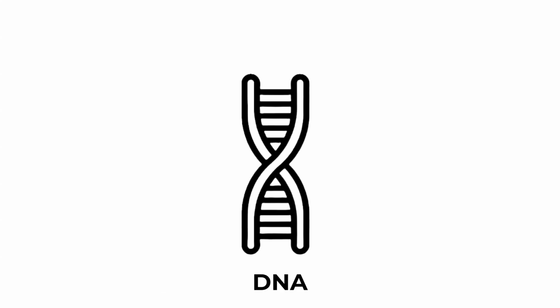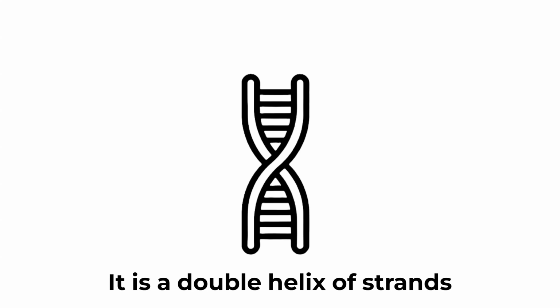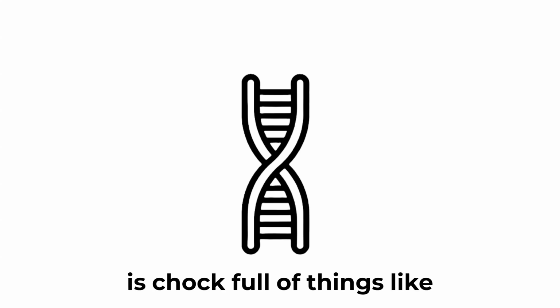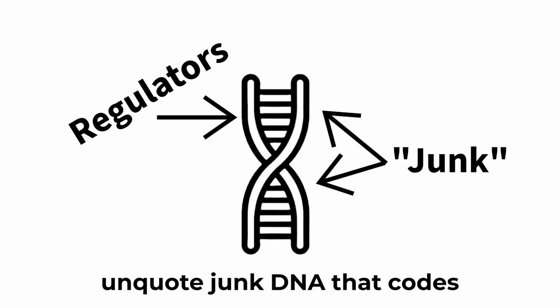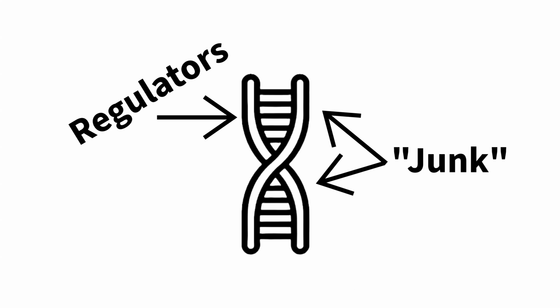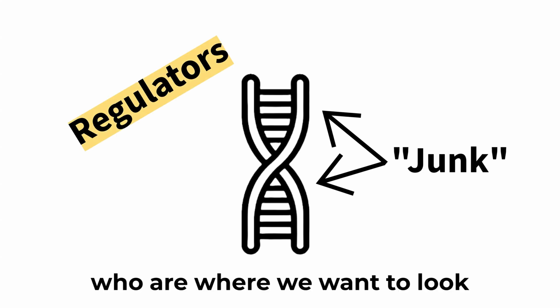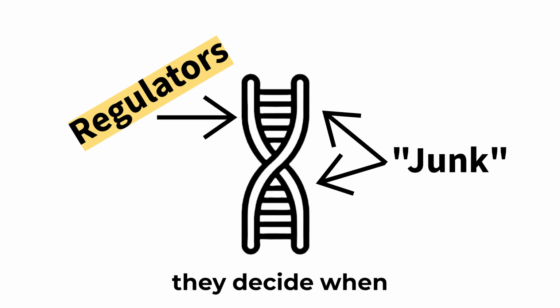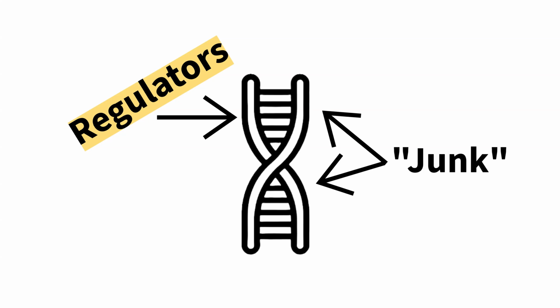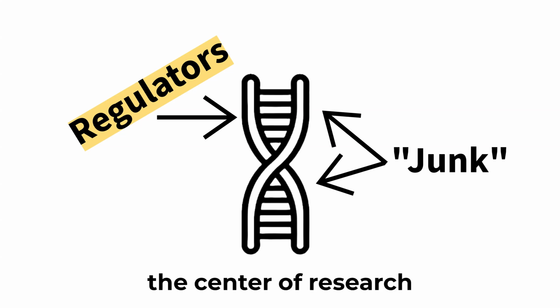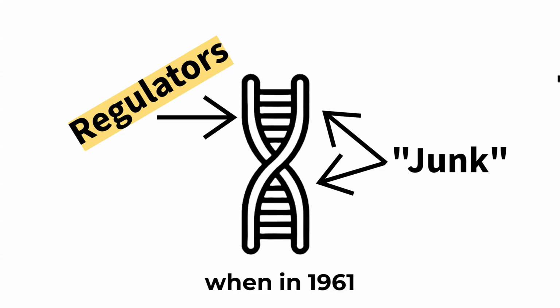Let's take a closer look at DNA. It is a double helix of strands containing base pairs that is chock full of things like coding regions, regulators, and large amounts of so-called junk DNA that codes for nothing really. But those regulators are where we want to look. They decide when, where, and how much DNA we're reading and what's being produced.